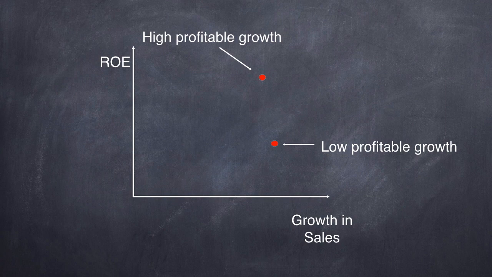Whereas on the other hand, a company with high profitable growth would have experienced growth in sales, but at the same time, it would also have experienced growth in profitability, or at least have maintained its profitability as measured by ROE. So the growth and ROE map into the two-dimensional axis like this, and companies can fall anywhere in this space depending on how they are doing with growth and profitability.